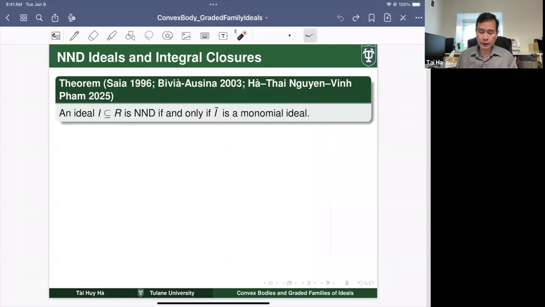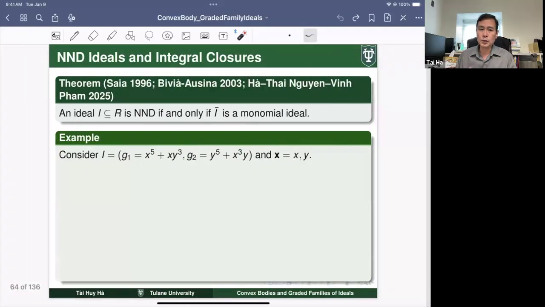So as I mentioned, the key fact for Newton non-degenerate ideals is that an ideal is NND if and only if the integral closure is a monomial ideal, and this fact extends also to the regular local rings setting.